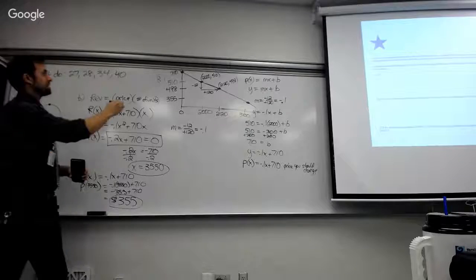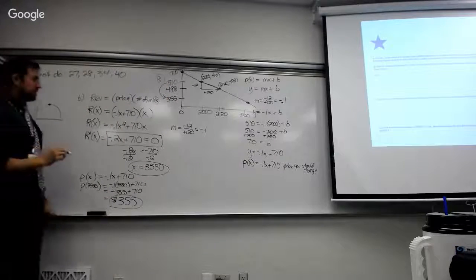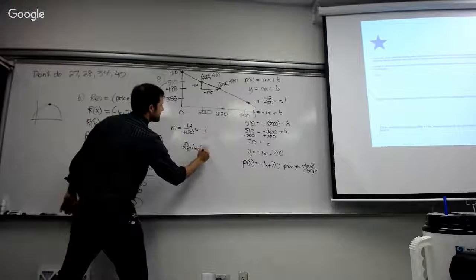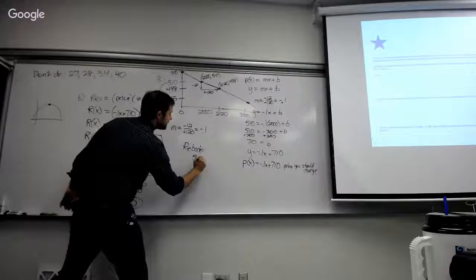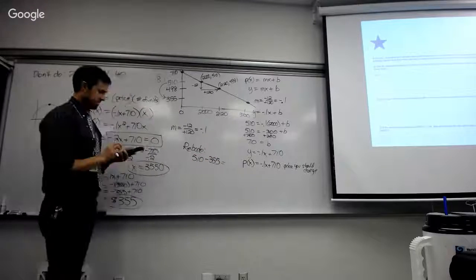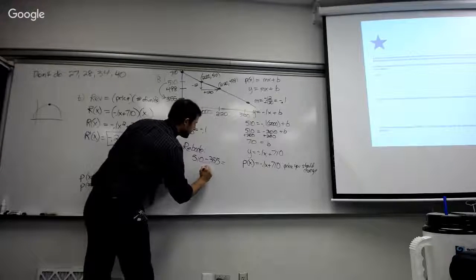And therefore, how big of a rebate is that? From 510 down to 355. Yeah, the rebate, therefore, is 510 minus 355, which is 155. Oh, 155. Yeah, 155.